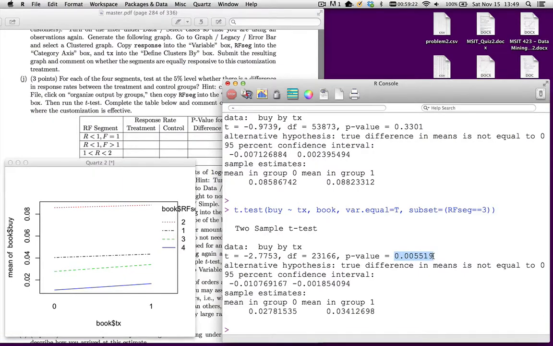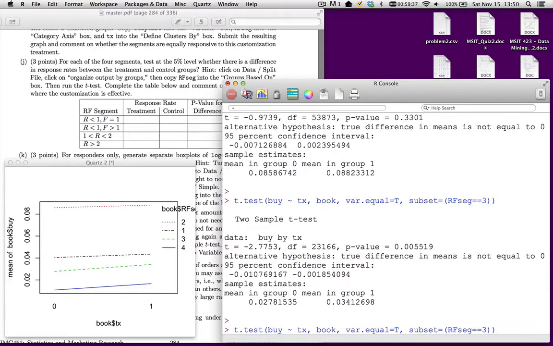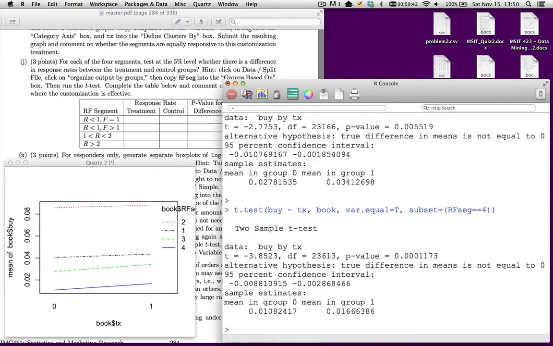This is one of the weaker segments. It's the segment that's been lapsed for a year. So it looks like customization is effective in increasing the response rate of those who've been lapsed for 1 year. Let's check out the last segment, which is those who've been lapsed for more than a year, more than 2 years, pardon me. And the p-value is very highly significant, indicating the treatment, this customization, increases response rates among those who've been lapsed more than 2 years.